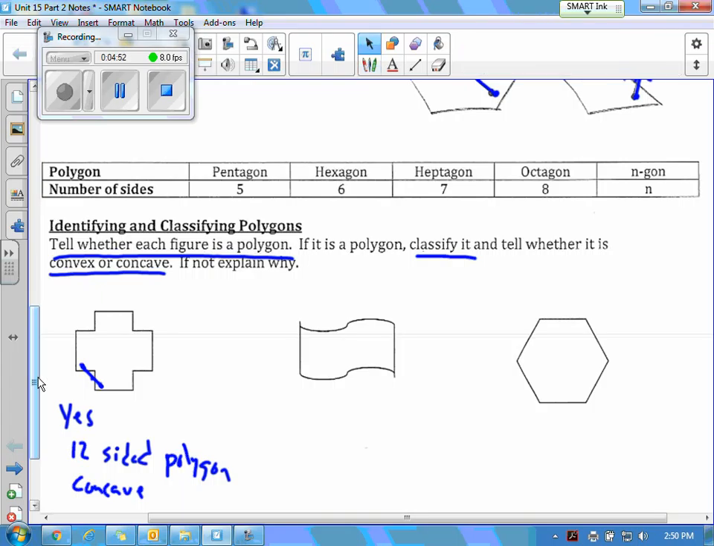The second one is easy. It's got curved lines, so that makes it not a polygon. Okay, and that's because of the curve. The last one I'll leave for you. You need to tell me whether it's a polygon or not. If it's a polygon, name it, and decide if it's convex or concave.